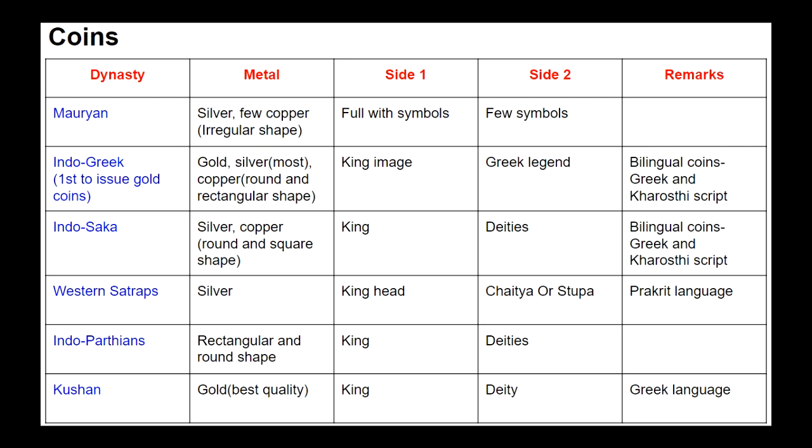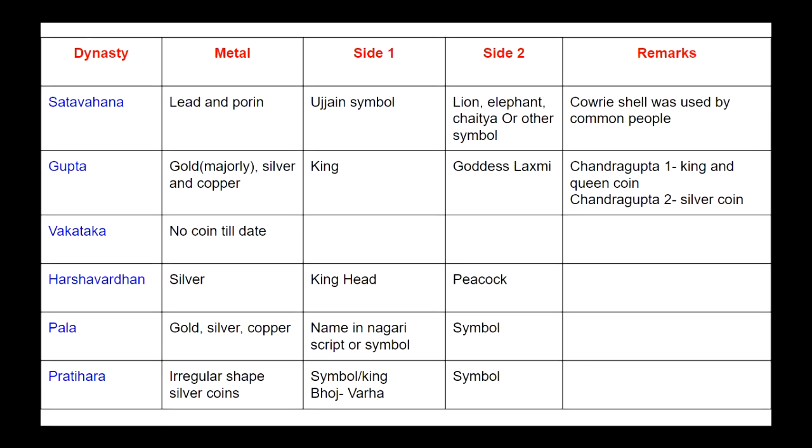Then the Kushan issued a large number of gold coins of the best quality. On side one of the coin we find the image of the king, and on side two we find the image of a deity. And they issued the coins in Greek language.